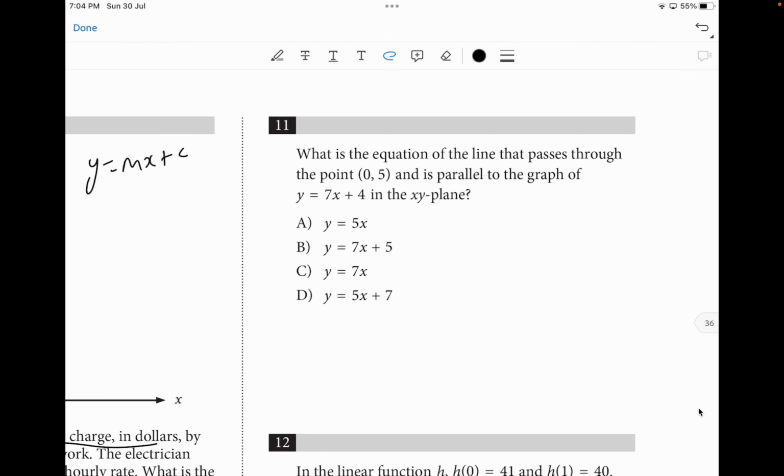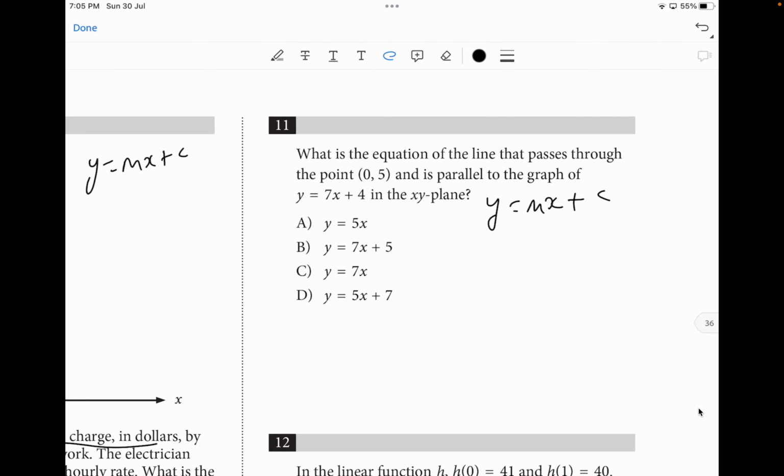to the graph of y equals 7x plus 4 in the xy plane? Now, there's a lot of concepts going on here. There are two concepts mixed in this question. So the first thing is we have to know what the equation of the line is. So we know that the equation of a line is y equals mx plus c.